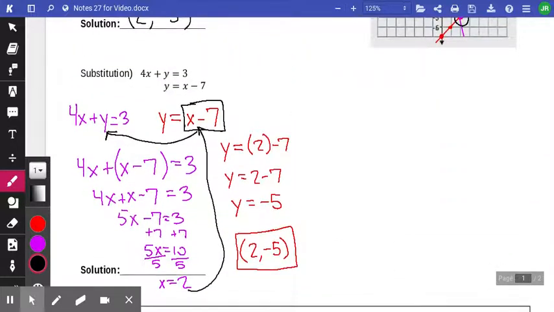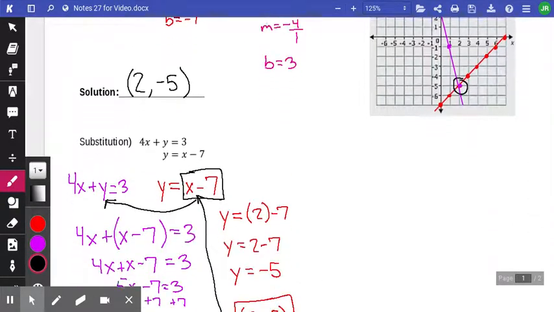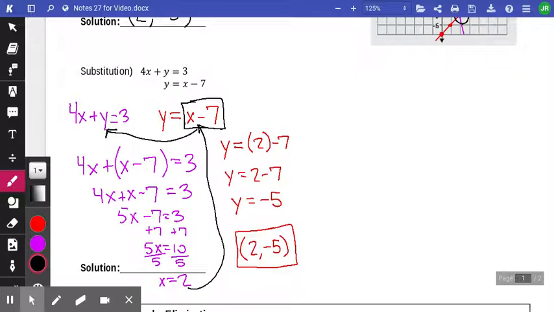So what I'm going to do is resolve this same system that I solved by graphing and by substitution. I already know my answer is going to be (2, negative 5), but let me show you this new method.